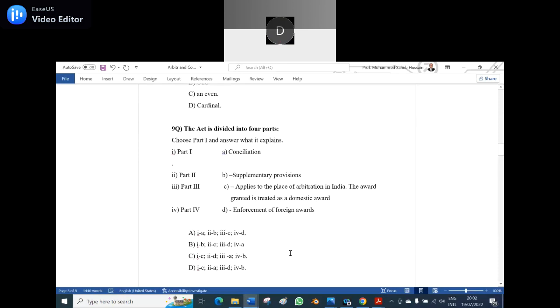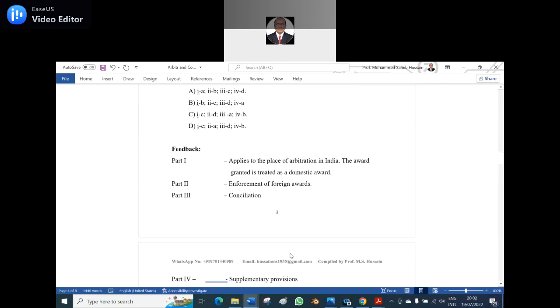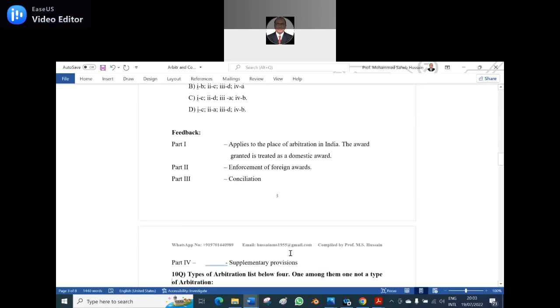Wrong. Here I give the feedback. Now you can tell me. Part 1 applies to the place of arbitration in India; the award granted is treated as a domestic award. Part 2, enforcement of the foreign award. Part 3, conciliation. Part 4, supplementary provisions. Then which is the correct one? C. C is the correct one.